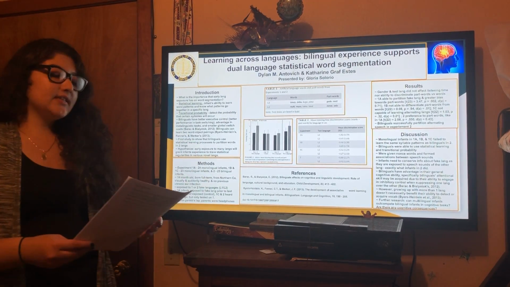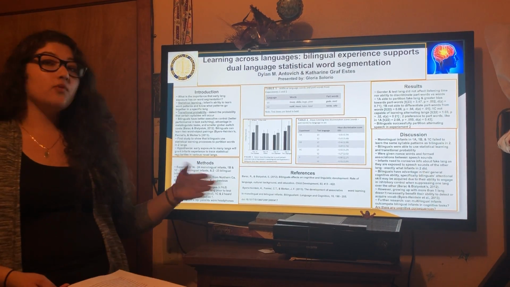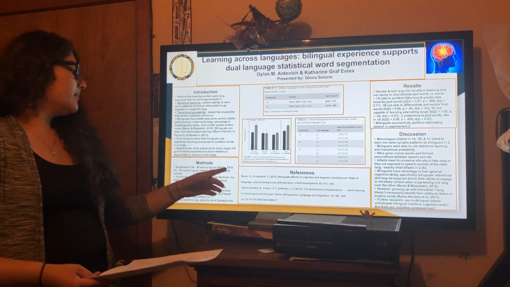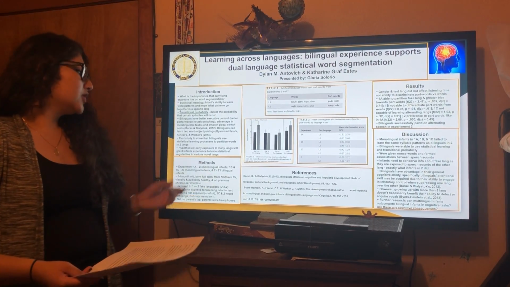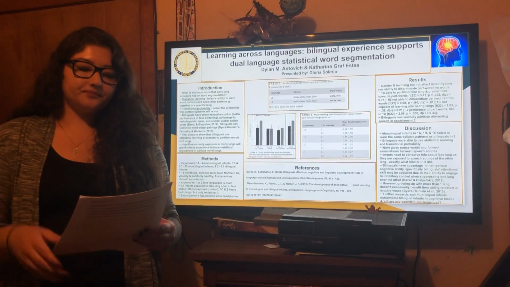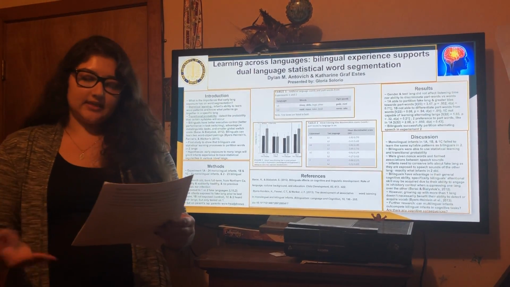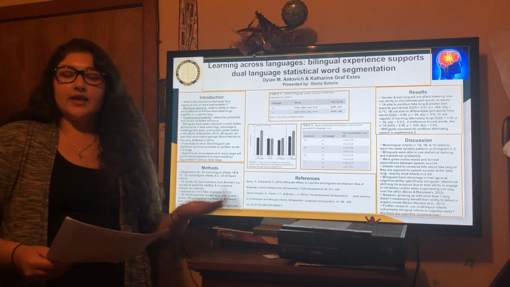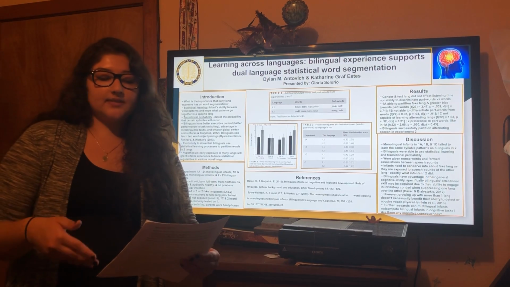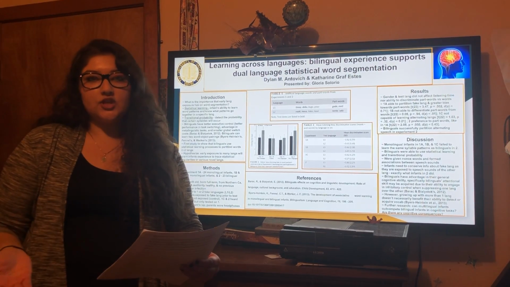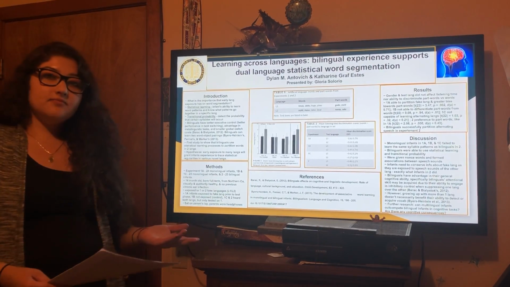So for our methods, we decided to have 4 different experiments. Experiment 1A consisted of 24 monolingual infants, Experiments 1B and 1C consisted of 23 monolingual infants, and Experiment 2 consisted of 23 bilingual infants. Individuals from Experiments 1A, 1B, and 1C had not previously been exposed to another language besides English. However, infants in Experiment 2 had previously been exposed to another language besides English about 25 to 75% of the time. All infants were 14 months of age.